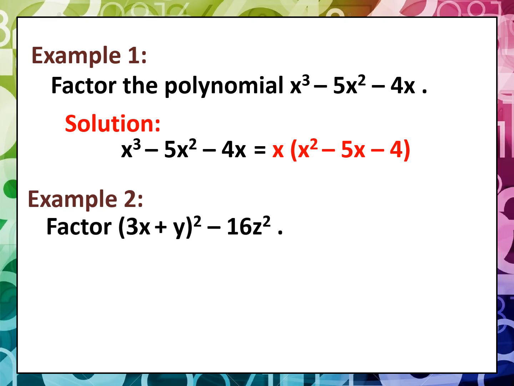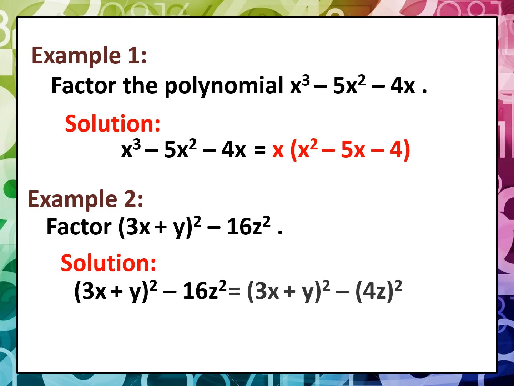Example number 2. Factor 3x plus y squared minus 16z squared. To solve this, 3x plus y squared minus 16z squared is equal to 3x plus y squared minus 4z squared. And the final answer is 3x plus y plus 4z times 3x plus y minus 4z.